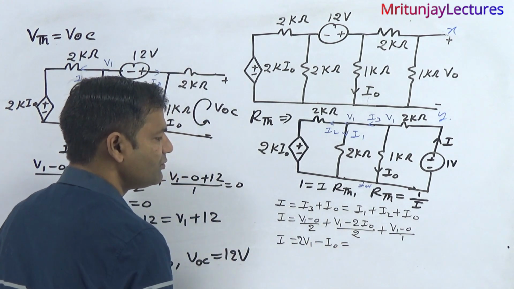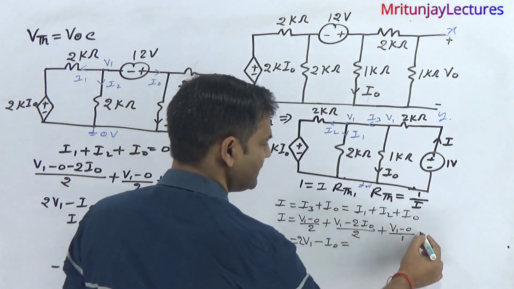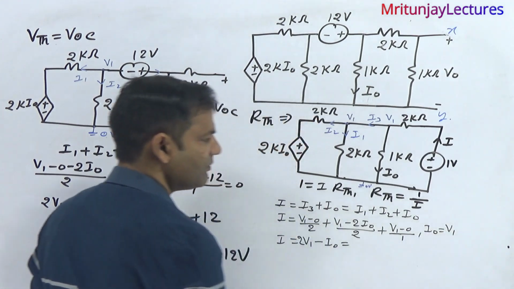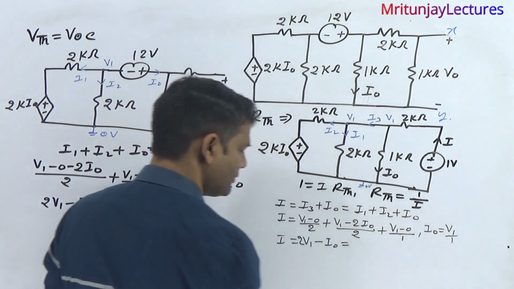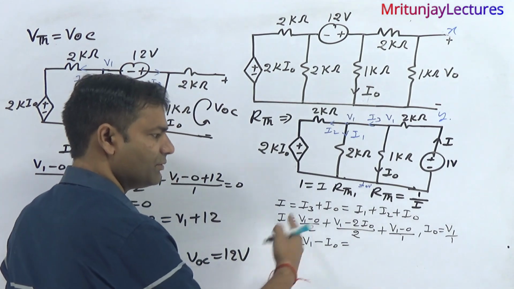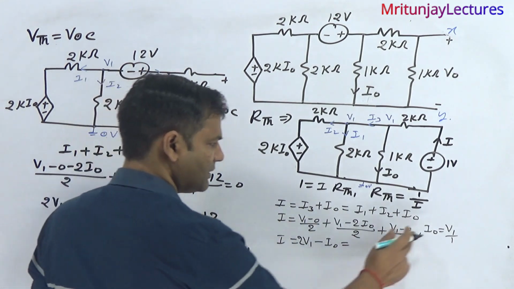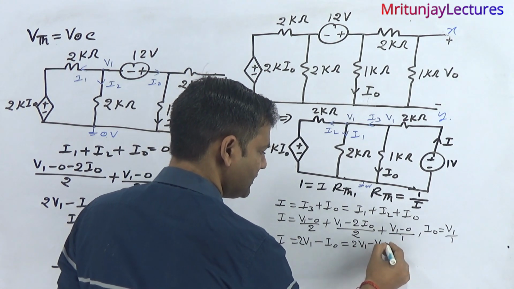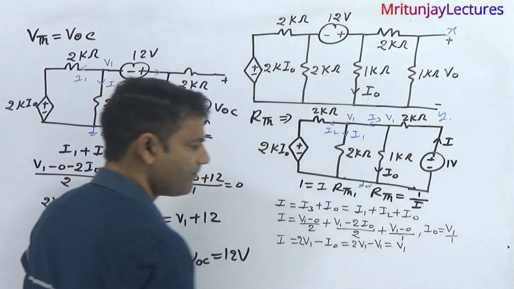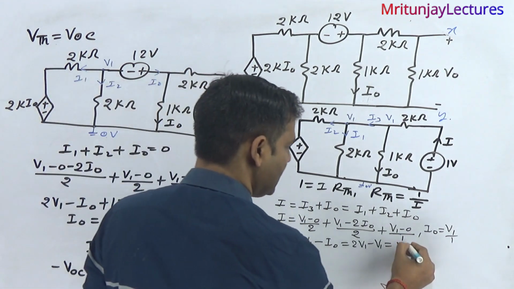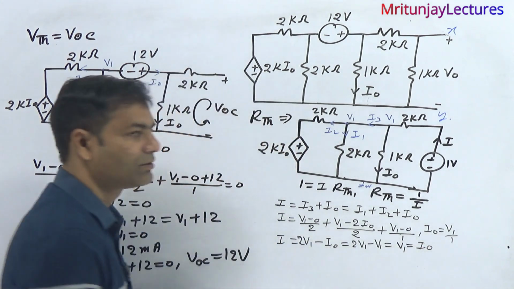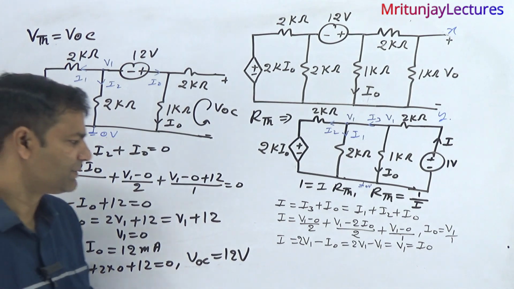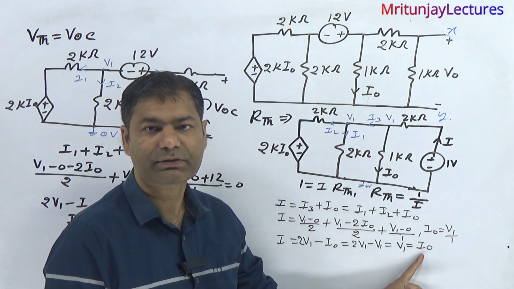Now the next expression is 2V1 minus I0. I know that I0 is written as V1 by 1, so you can replace I0 with V1. So 2V1 minus V1 equals V1. Or you can say that I equals I0. Clear or not? Clear? I is basically equal to I0.